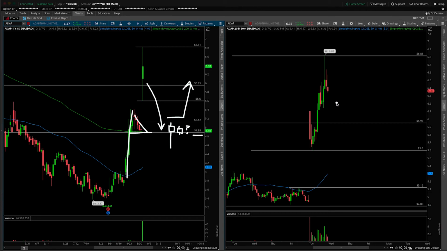But as we know, the better outcome would, of course, be consolidation up here and then getting some of those breaks to the upside.